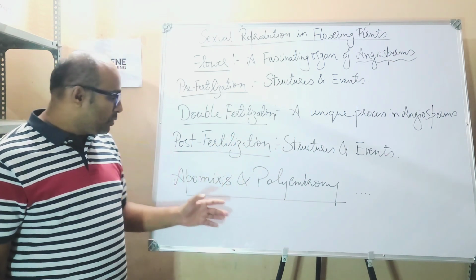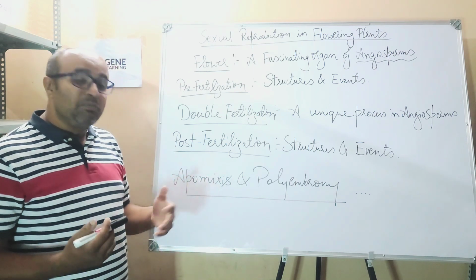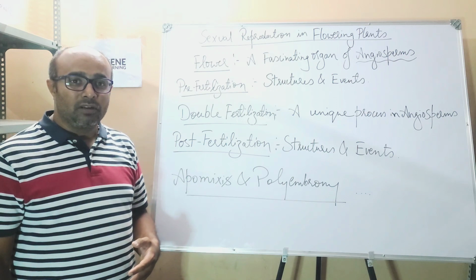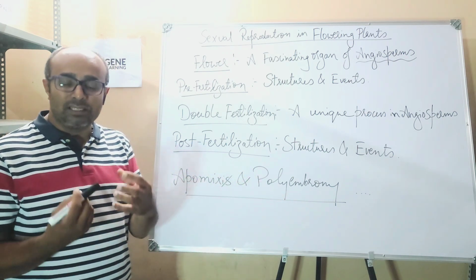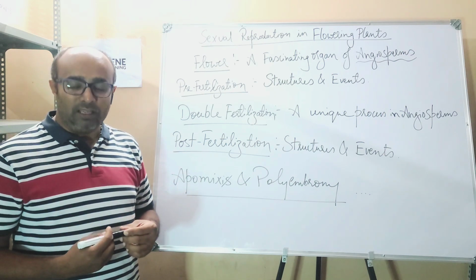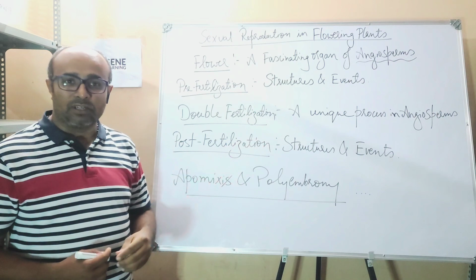As we all know, apomixis is a type of asexual reproduction which mimics sexual reproduction, and polyembryony is the formation of many embryos in a single ovary. So that we shall discuss in this chapter.